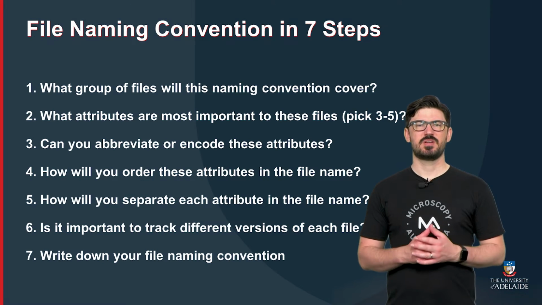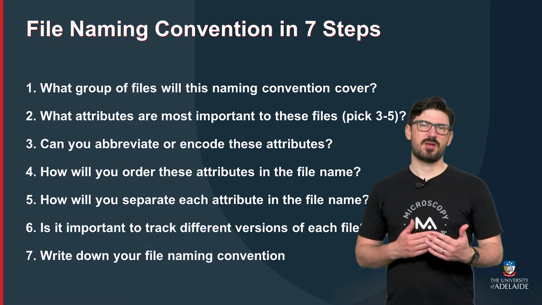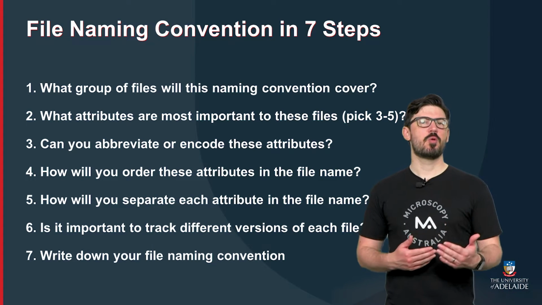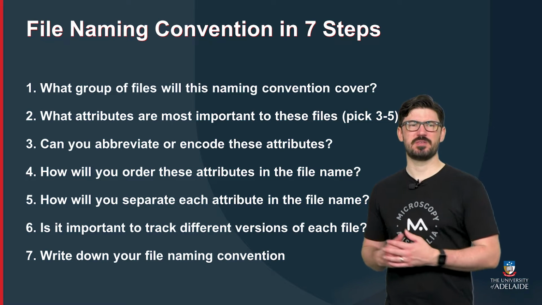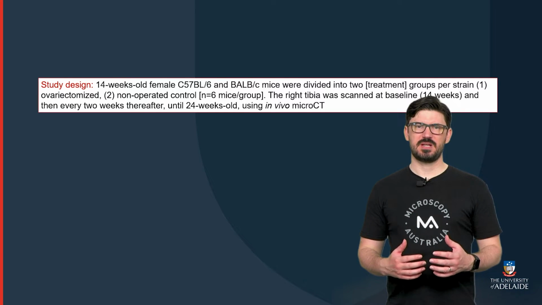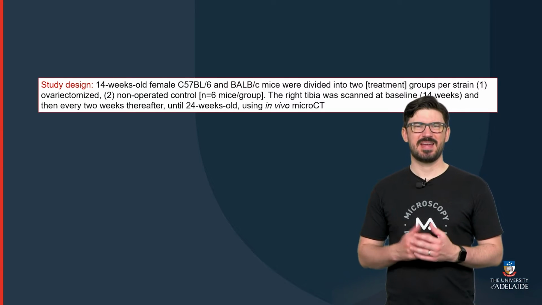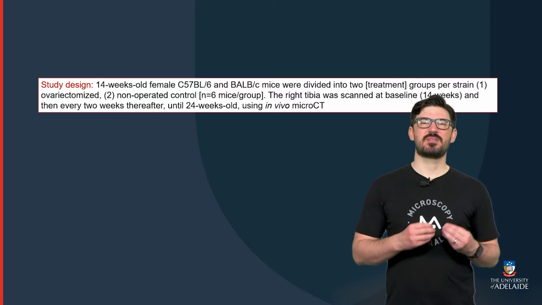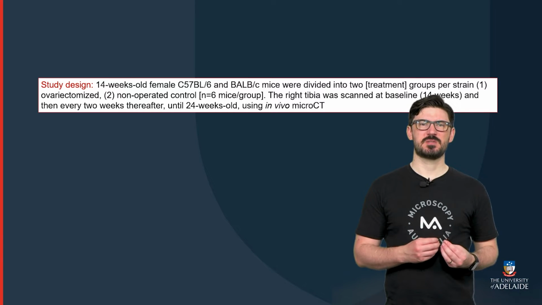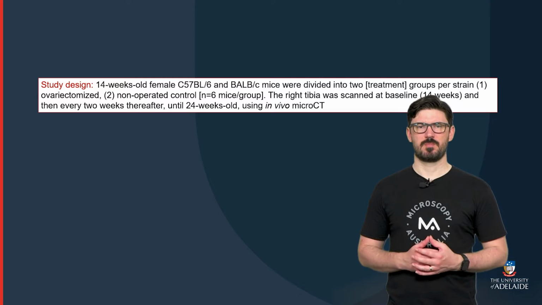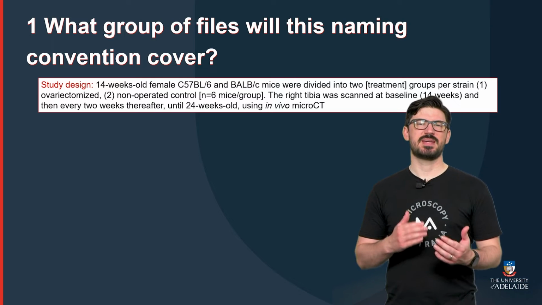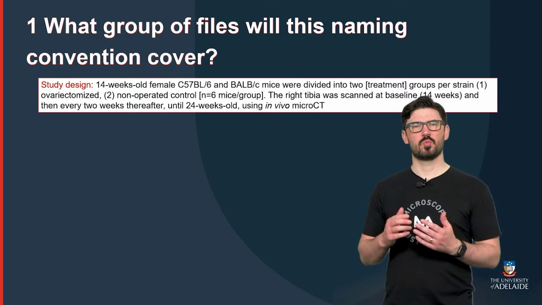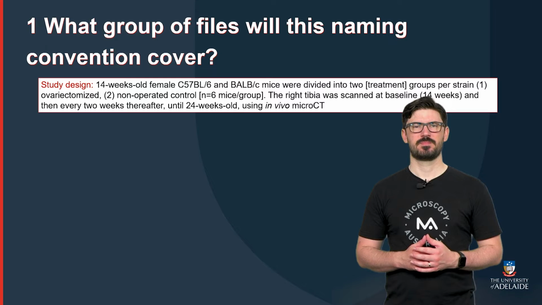So in the video, you can see the 7 steps listed, and I'll work through these systematically for my previous publication and my previous microscopy data. At the top of the screen, I've written out the study design as it was written in the abstract of the paper. And you'll see how this is useful to identify my specimen's most important attributes. But first, in step 1, it asks, what group of files will this naming convention cover?